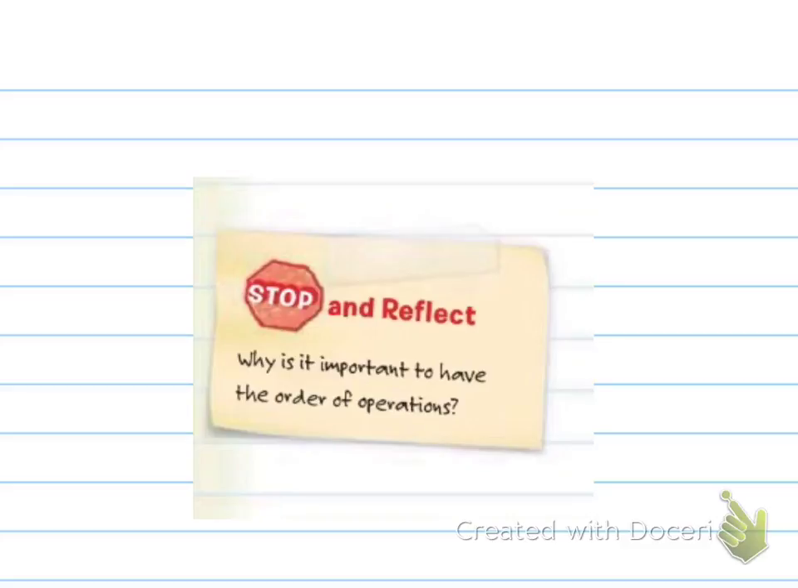All right, so why is it important to have the order of operations? I want you to stop and think about that for a second. Why is it important to have the order of operations? Pause the video and write down your answer. Hopefully by now, with all the different examples and the way that I've approached it, I hope that you see that the reason that there's an order of operations is because we all need to have the same answer.